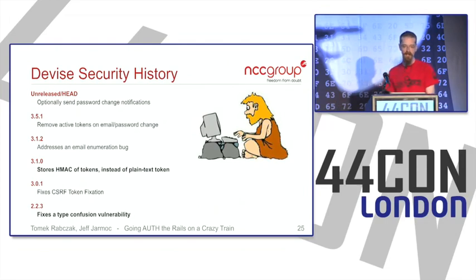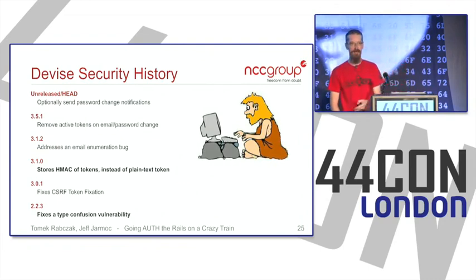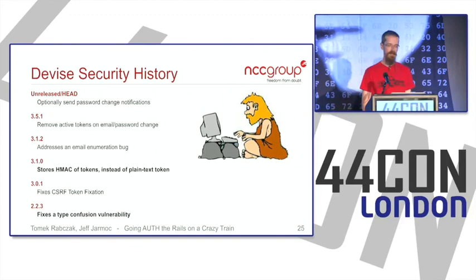The two I have bolded there are a bit more interesting. They're now storing password reset tokens as HMAC, so they don't actually store the token value that they send to the user, which is kind of nice because if the database is compromised, someone can't recover password reset tokens and then reset accounts and gain access to them. So it's nice to protect those.